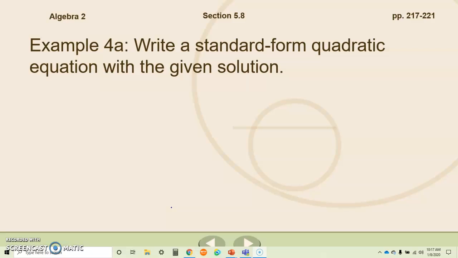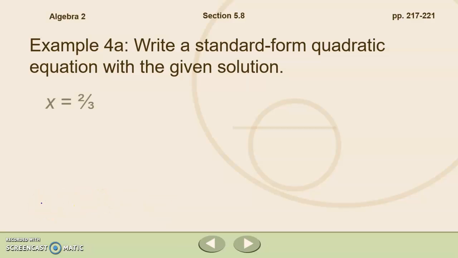Occasionally we'll be given a solution, and we want to take that solution and work backwards to figure out what the quadratic equation was. So you're given the solution and you're working your way backwards. So let's try that out. Let's say we're given the solution x equals 2/3.